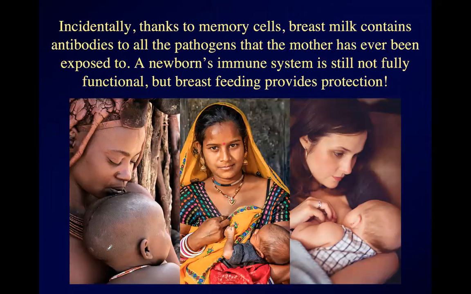And incidentally, memory cells aren't just useful when you get infected by the same pathogen a second time. They also are used to produce more antibodies that go into breast milk. If a mother breastfeeds her baby, that baby's immune system is still not fully functional. Babies or newborns, especially, can be very vulnerable to infections because their immune system is not quite strong enough to defend themselves.